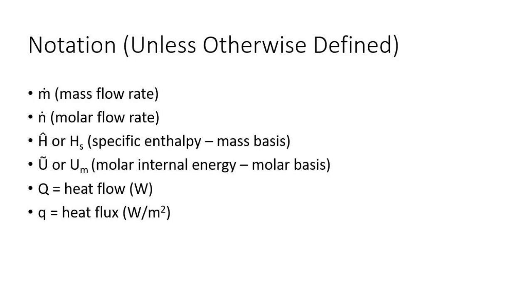Beginning with notation for mass and energy balances, we will define m dot for mass flow rates, n dot for molar flow rates, carets or subscript s will denote mass basis, tilde or subscript m will denote molar basis, capital letters will denote material or energy flow, with lowercase letters denoting material or energy flux, such as capital Q for heat flow and lowercase q for heat flux. Constants and subscripts will be defined on a case-by-case basis.